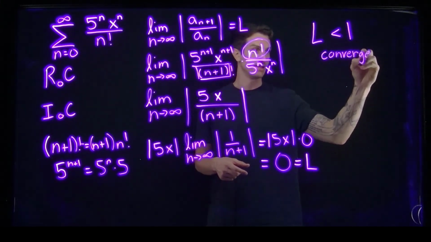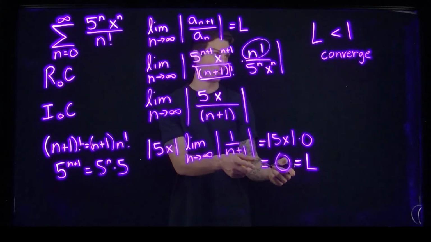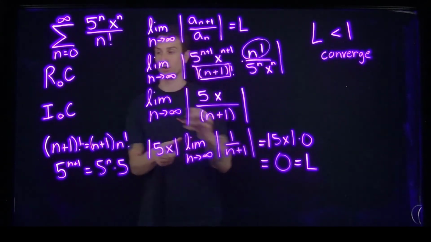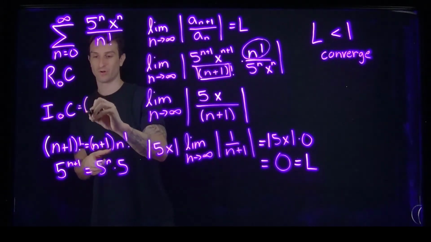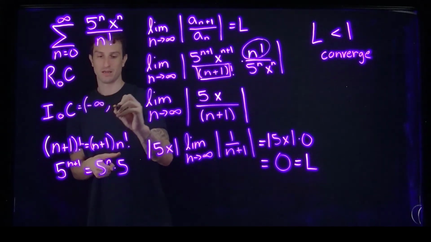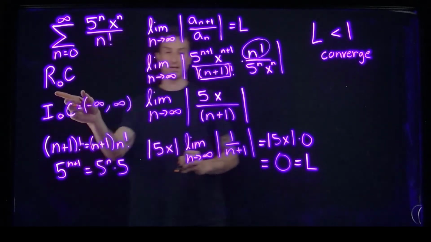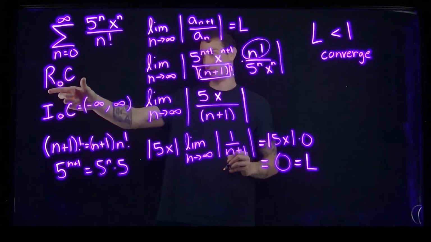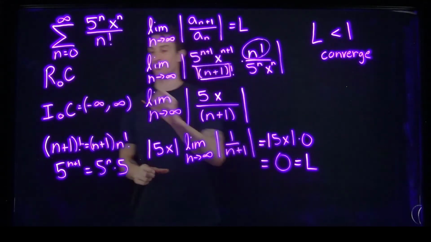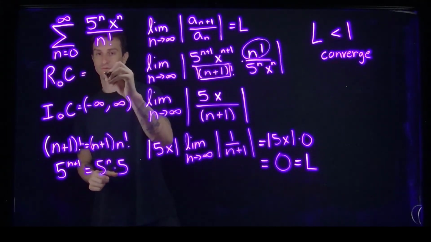And so in our case, L is always less than 1, so we will always converge, which means our interval of convergence is negative infinity to positive infinity, and our radius of convergence is half of our interval, so it's just going to be infinity.